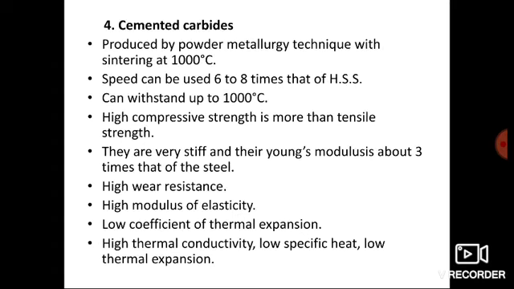It is produced by powder metallurgy techniques with sintering at 1000 degrees Celsius. As it is made of cemented carbide, the best method for manufacturing this cutting tool is powder metallurgy. It can be used at a speed 6 to 8 times more than that of high speed steel, and it can withstand up to 1000 degrees Celsius. So you can use these cutting tools up to 1000 degrees Celsius.